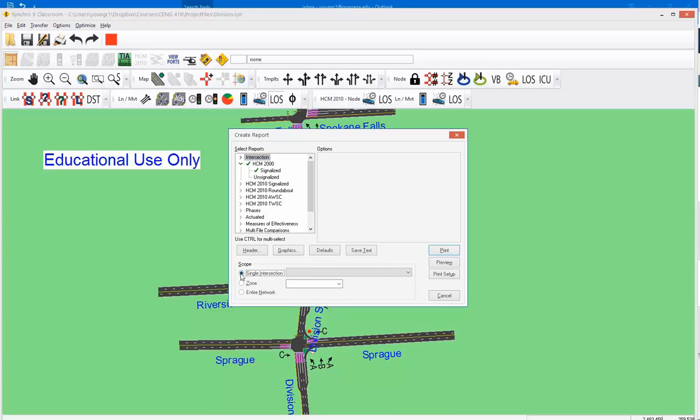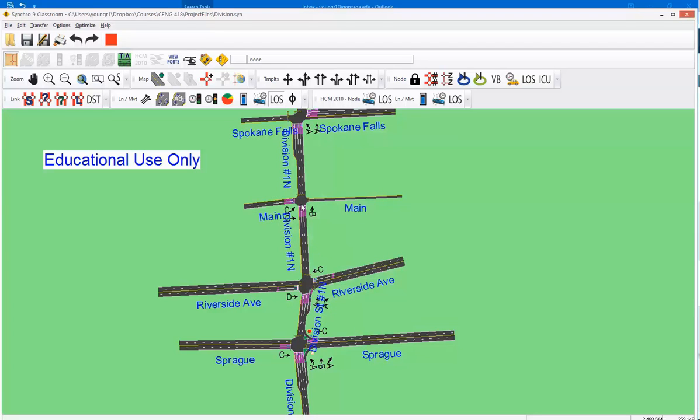The other thing is that previously we were just using single intersections, and it was defaulting to what we had clicked. I can change which report I do by selecting single intersections, but for this we're just going to do the entire network, so it's going to provide a single report for each of the intersections without having to generate those one by one. So pointing that out.